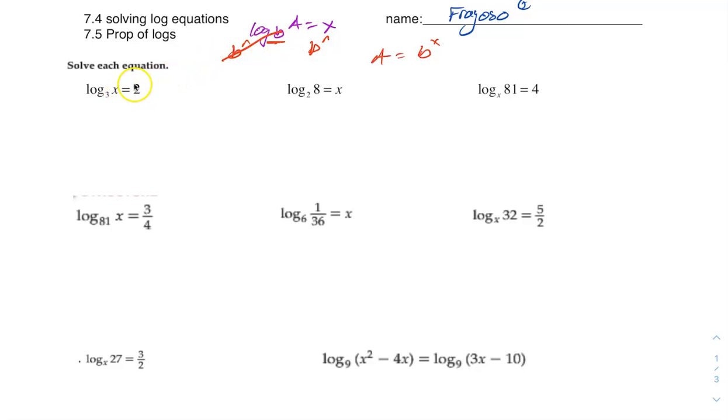So the first one here, you're like, okay, how do I solve this? Well, you just want to get the base to both sides. These cancel, and you get x equals 3 squared, so 9. X equals 9.